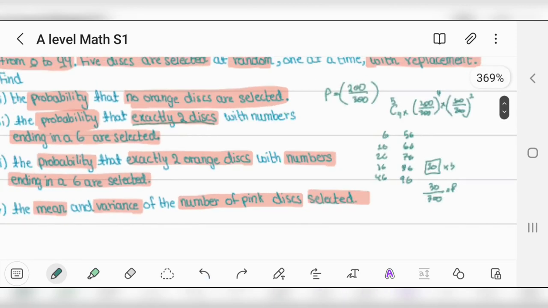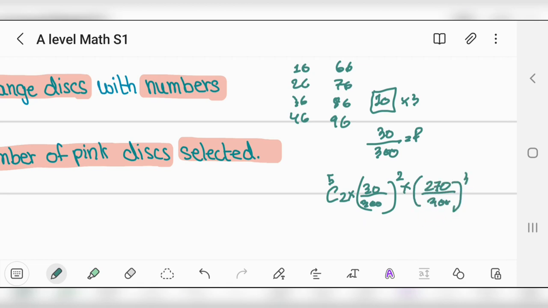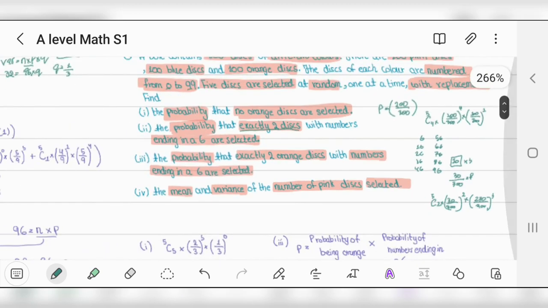Okay. And now it's saying that exactly two disks with number ending in a 6 are selected. So it's going to be 5C2 multiplied by 30 upon 300. And so it's 2 and then 270 upon 300 as this. This is the answer for part 2.